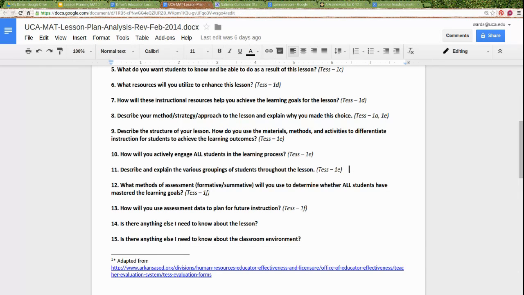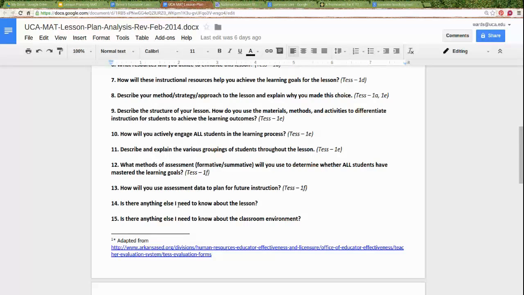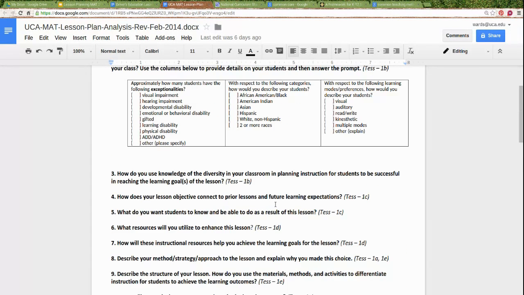Almost done. 14 and 15 are just catch-alls. Sometimes there's something special that you might want to say, like, hey, heads up, you should know this about the lesson. Or number 15, heads up, here's something you should know about the classroom environment. Like, oh, it's picture day when you're coming, so expect lots of interruptions. And that way I know going in, it's picture day, things are going to happen.